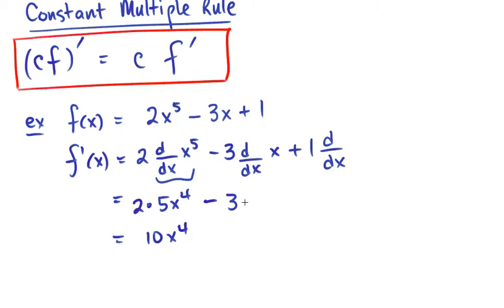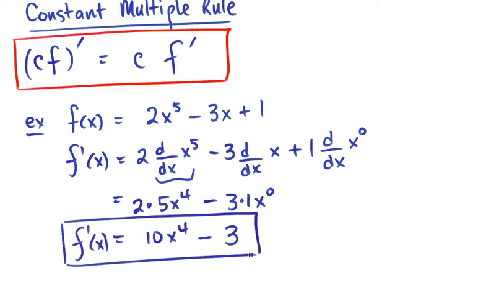This piece here becomes 1x to the 0, which is multiplied by the negative 3, and that gives you minus 3, and the derivative of x to the 0 becomes 0x to the minus 1, and 0 times anything is 0, so the derivative of the last term disappears, and I have a final answer of 10x to the fourth minus 3.